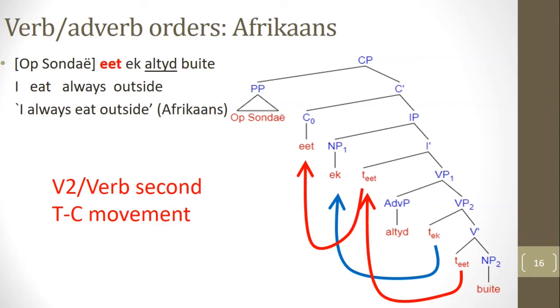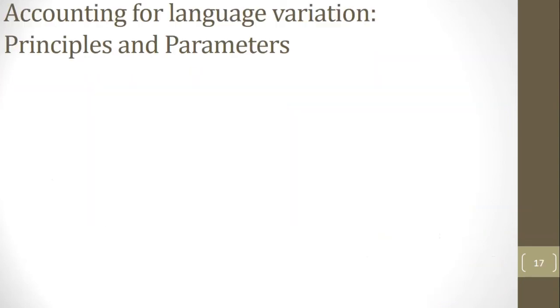To summarize then, in English, the verb remains in situ and doesn't move to the inflectional head, although modals and auxiliaries probably do. In French, the verb moves from the verb position to the inflection position. And in a language like Afrikaans, the verb moves from the verb position to the inflectional position, and then in addition moves onward to the C position.